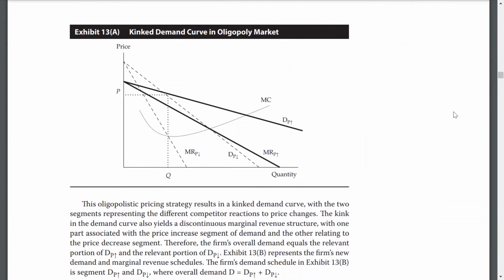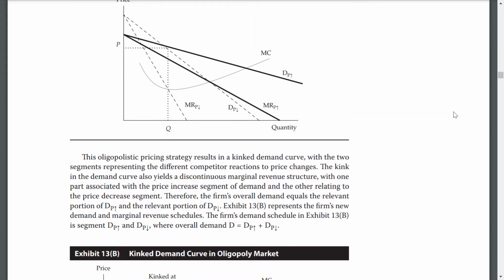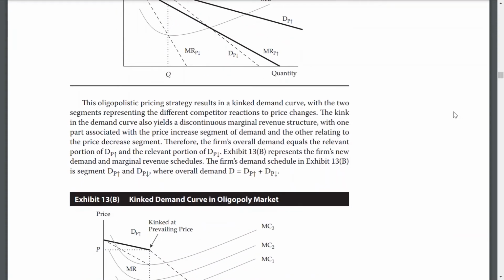So this is a kinked demand curve. It's a little bit different than how I used to draw it in my university econ class. But yeah, you could kind of see how it's like that. The oligopolistic, okay, so that's not kinked. Right here, 13B is kinked.